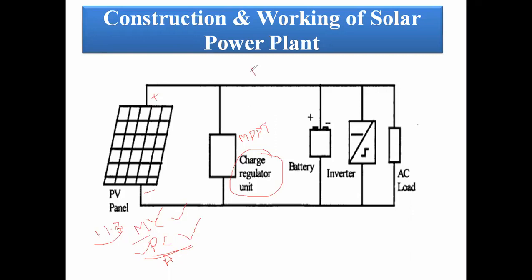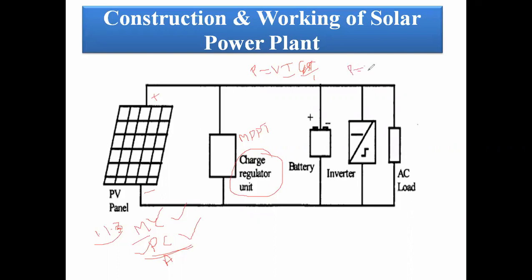Power is the product of voltage and current: P equal to VI cos phi, where cos phi is the power factor, the cosine of the angle between voltage and current. Practically the power factor is 0.9 to 0.98, but theoretically we assume unity power factor, so we get P equal to VI.